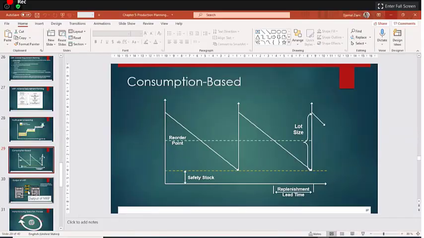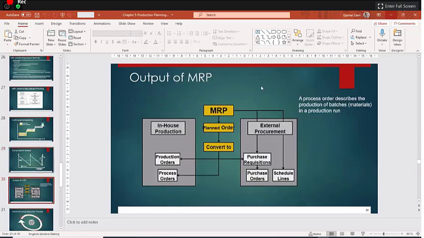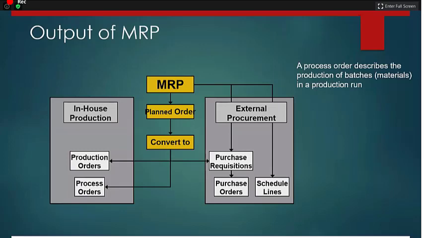Okay, the last slide is regarding MRP output. MRP generates something they call planned order. Planned order is based on your business. Okay, the planned order يعني in general اسمه planned order. يمكن يكون production order ويمكن يكون purchase order. Okay, it can be converted.